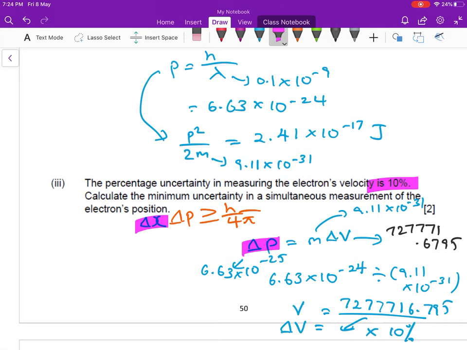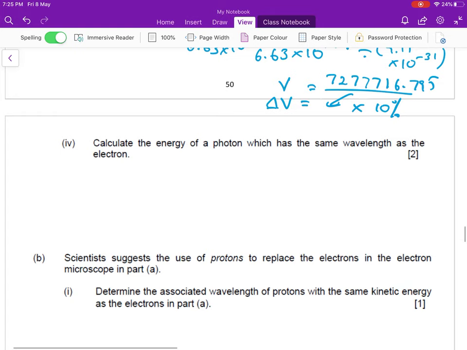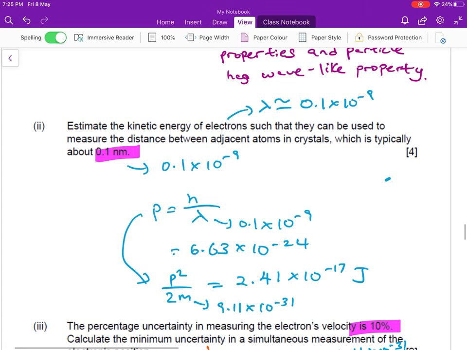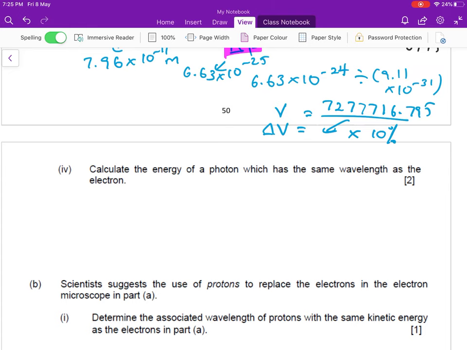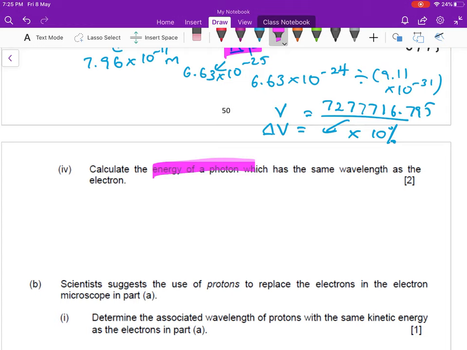So delta p is more than or equal to h over 4 pi. So you just calculate your delta x, the uncertainty in the position. Okay, so 6.63 times 10 to the negative 34, over 6.63 times 10 to the negative 25. So your uncertainty in position is 7.96 times 10 to the negative 11 meter. So this is your uncertainty in position, right?